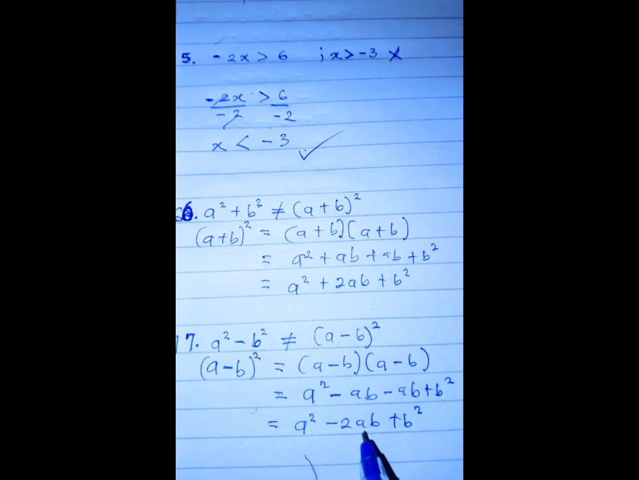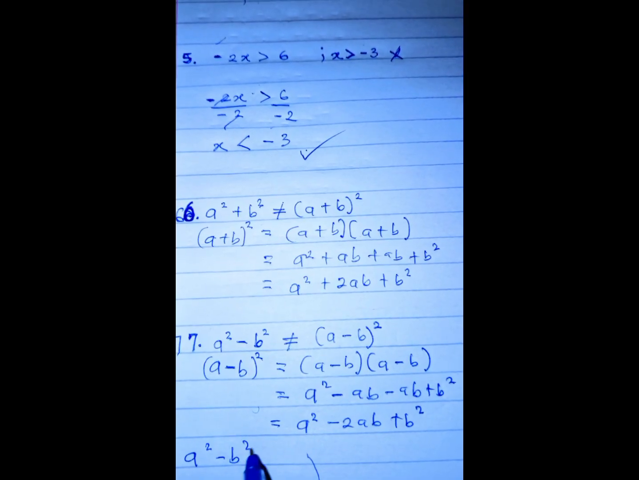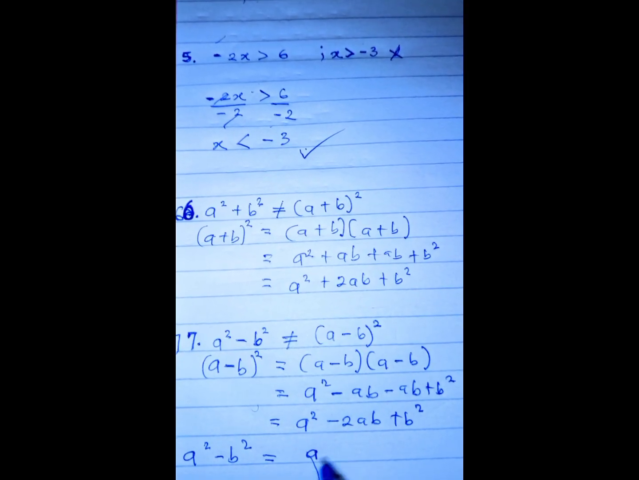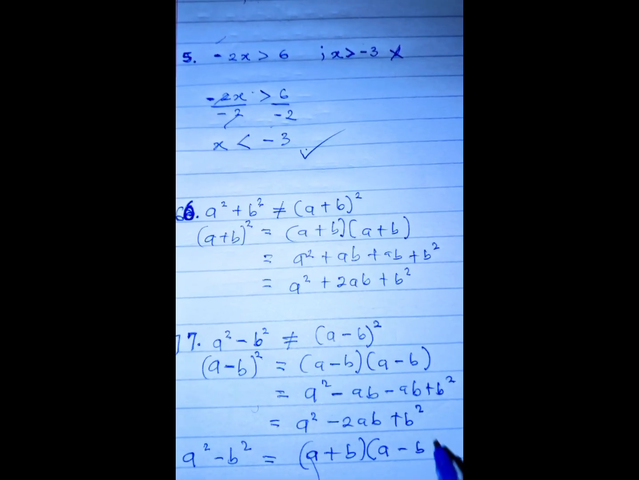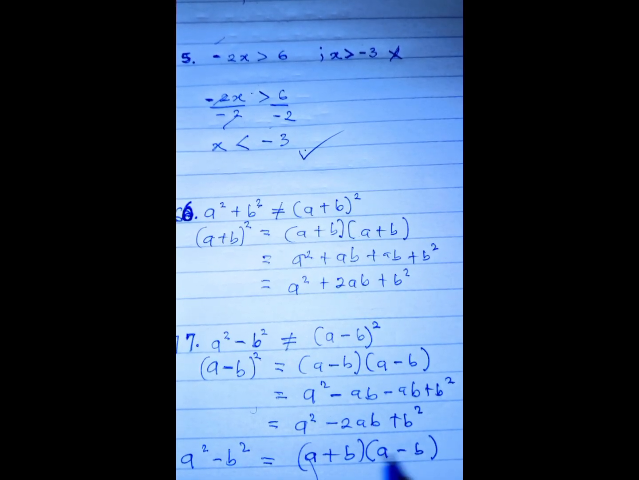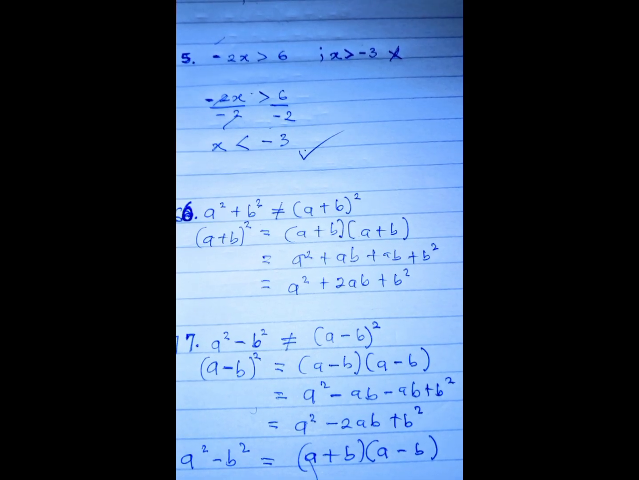Please take note. But rather, a squared minus b squared is equal to (a plus b) times (a minus b). So when you expand this bracket, it's going to give you back a squared minus b squared.